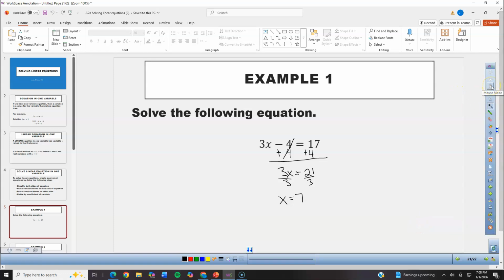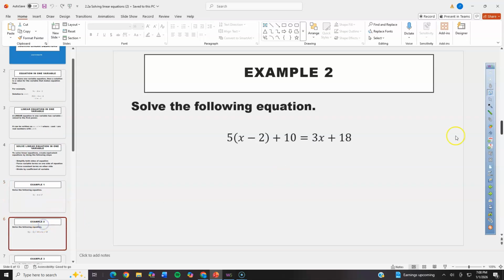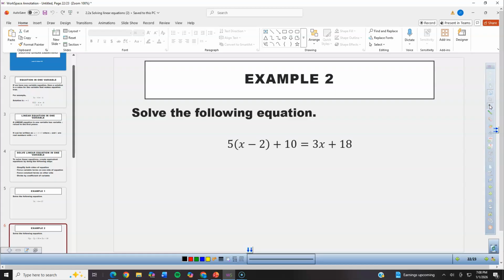What if things get a little bit trickier though? Good question. What if we see one like this beast? Example 2. Well, the first thing I got to do is simplify both sides. So that's distribute, combine like terms. All right. So I'm going to distribute first. That's 5x minus 10 plus 10. That stays the same. Equals 3x plus 18.